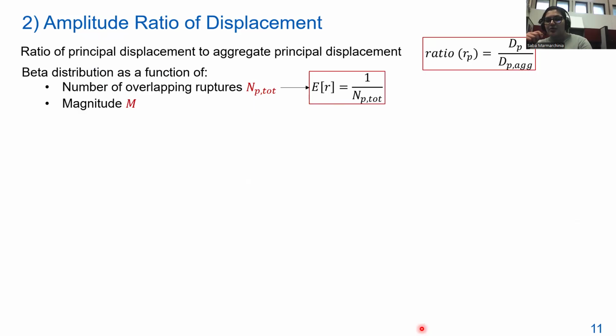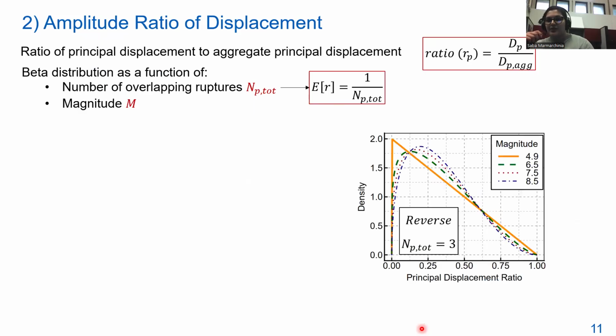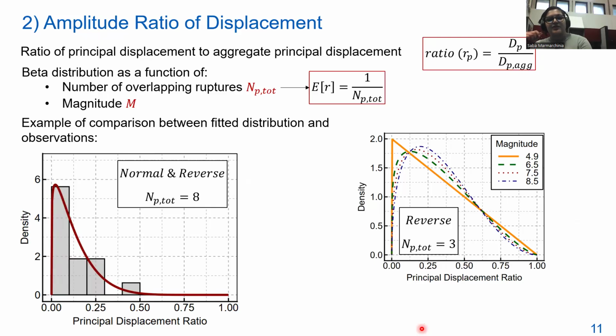The second predictor is magnitude. With an increase in the magnitude, the spread of our distribution decreases. This means that for the same number of overlapping ruptures, an event with larger magnitude would distribute the aggregate displacement more evenly among the overlapping ruptures. This figure shows how well our distribution fits the data for an example of normal and reverse faults with 8 ruptures.